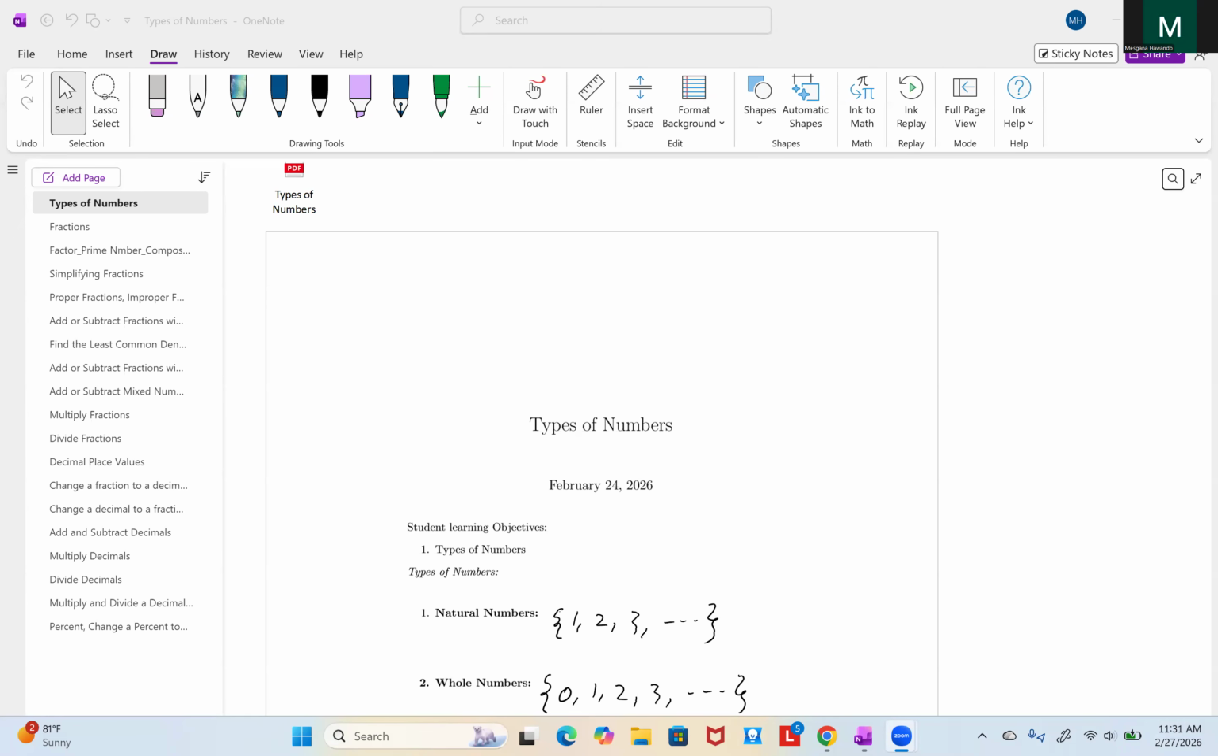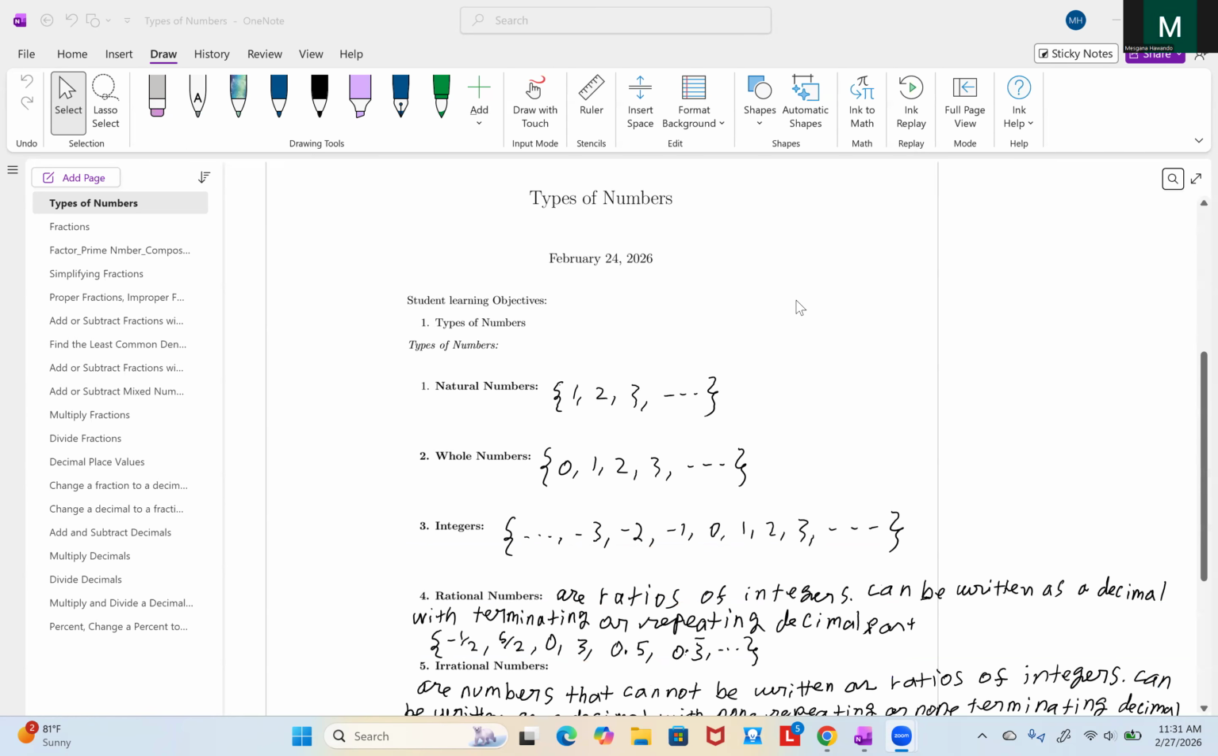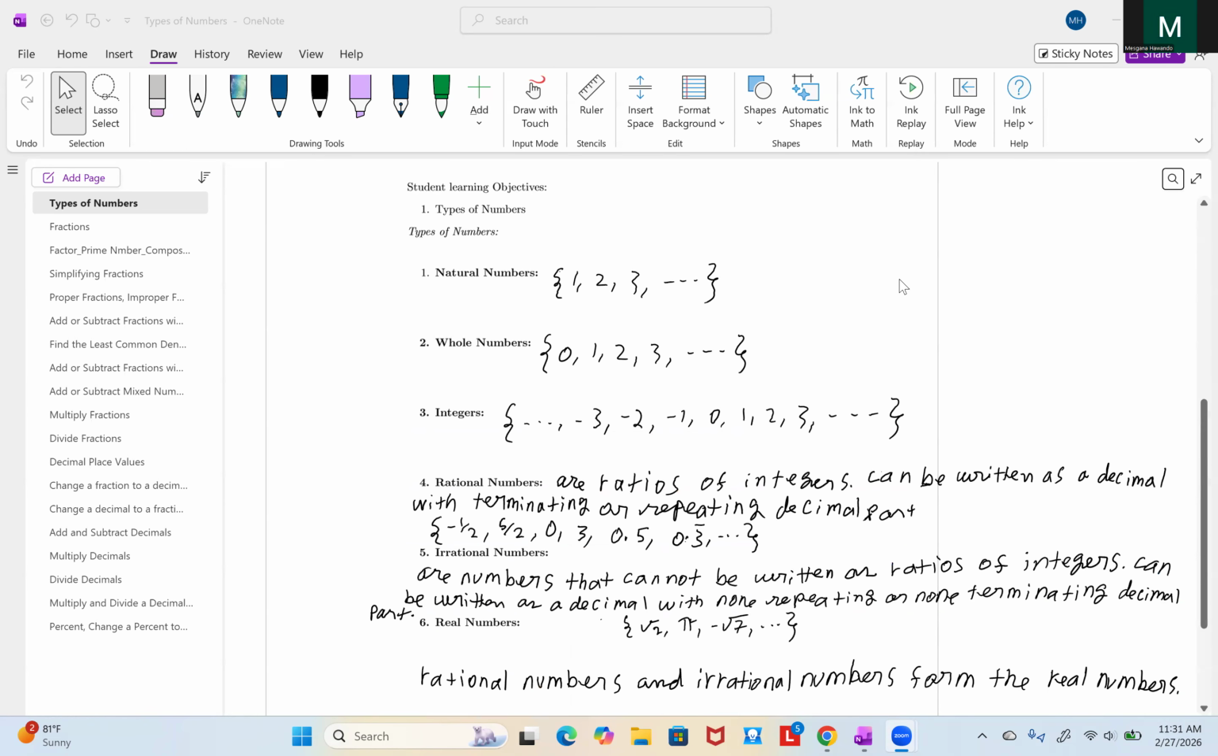Types of numbers. Student learning objectives: types of numbers. Natural numbers are the set of numbers 1, 2, 3, 4, etc. Sometimes it's called counting numbers.